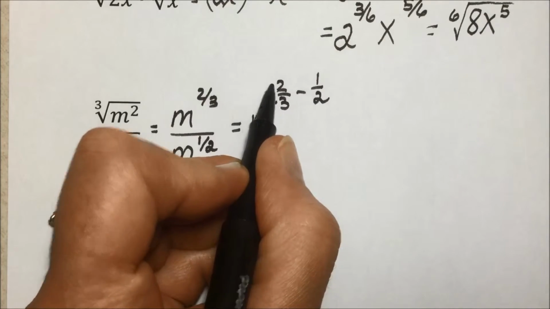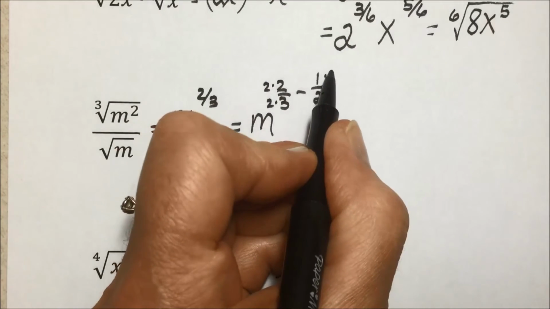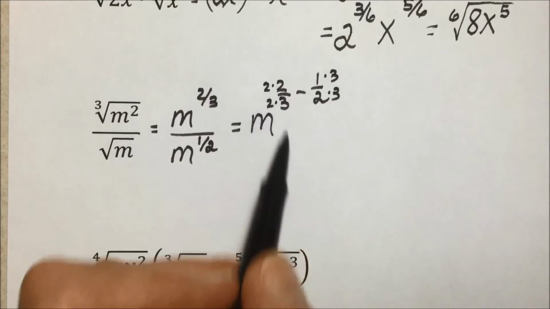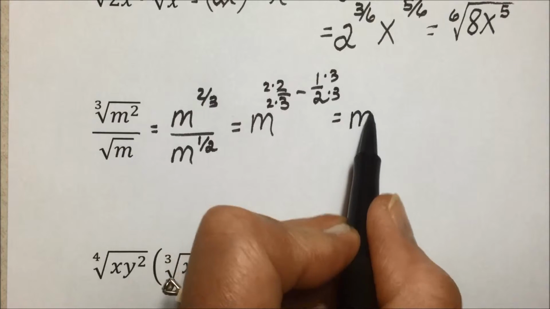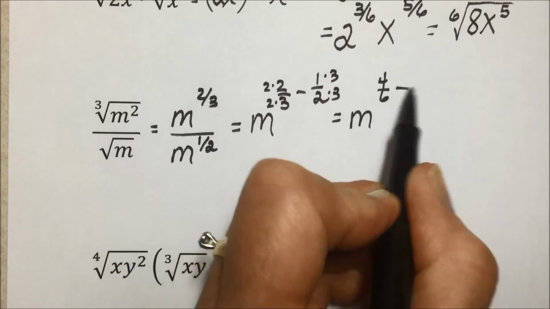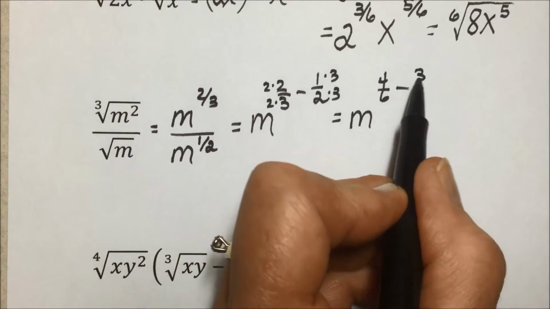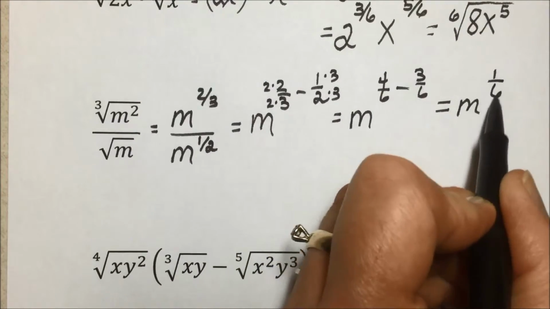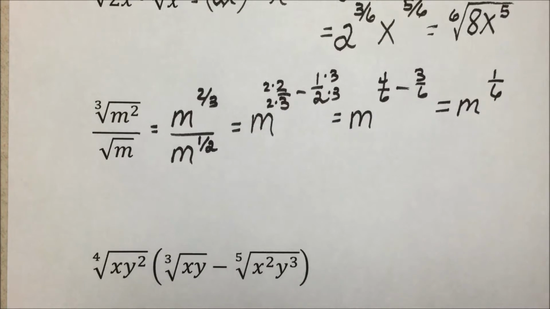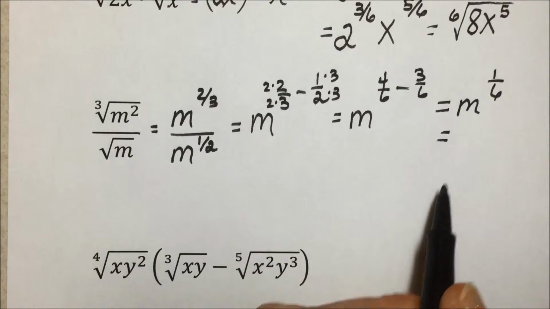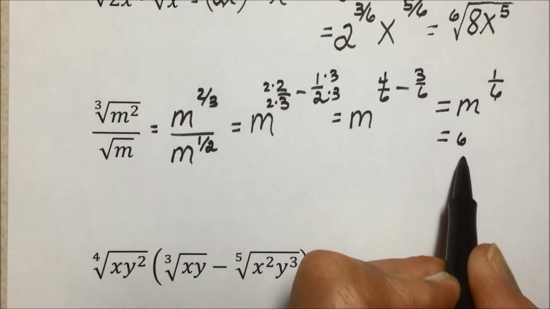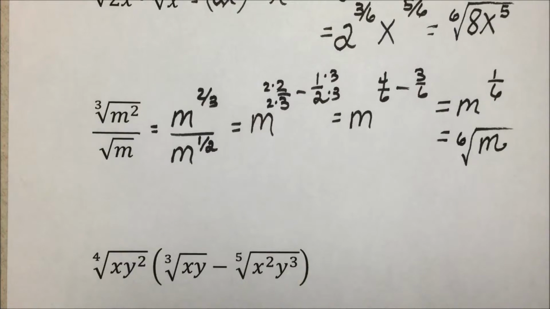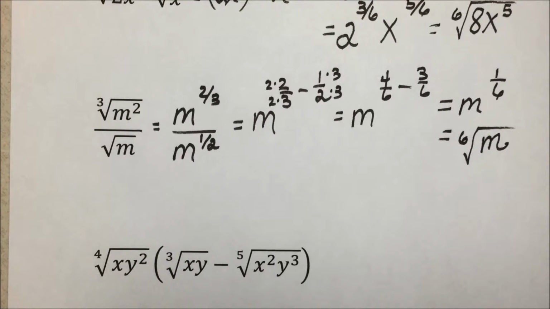So we'll multiply the first fraction top and bottom by 2, the second fraction top and bottom by 3, which is going to give us 4/6. So we have m to the 4/6 minus 3/6, which leaves us with m to the 1/6. Nothing to simplify. We're ready to put it back in radical form, where the denominator of the exponent is our index on our root, and m to the first power, or simply m, is our radicand.